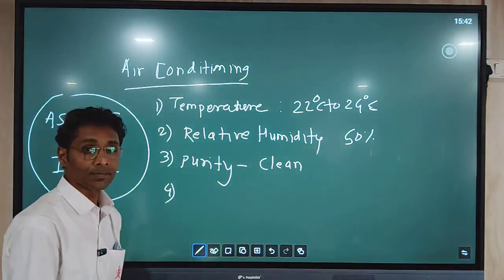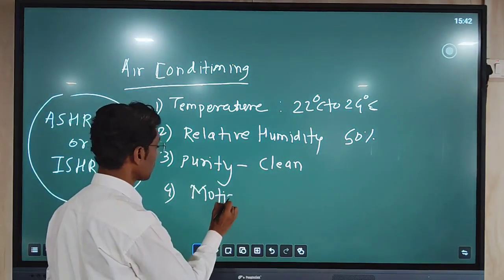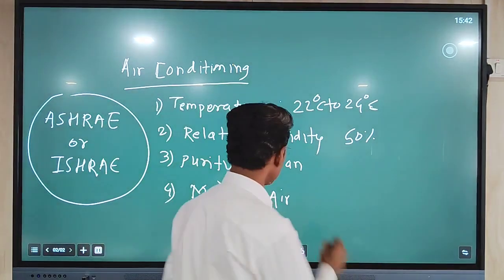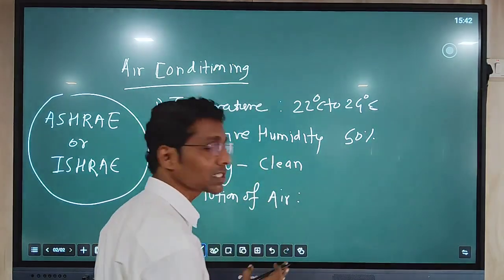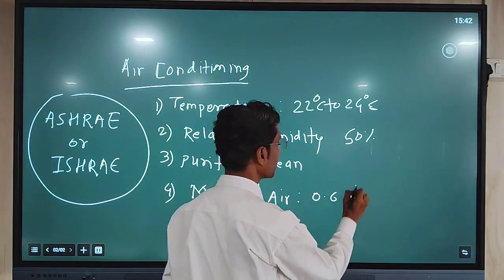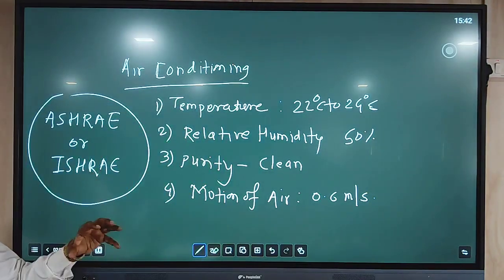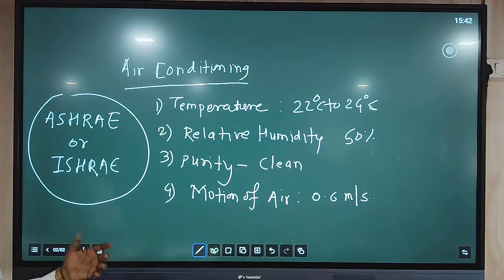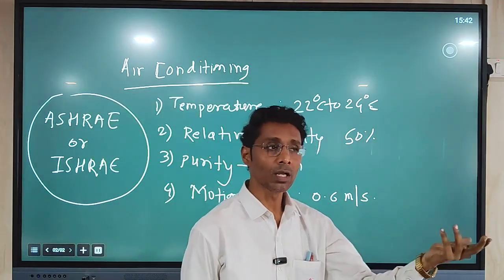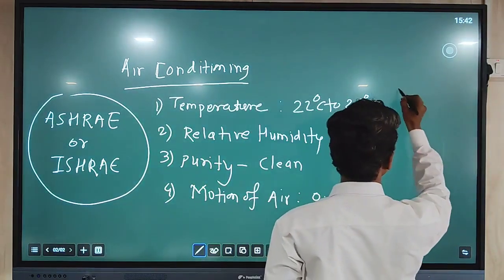Fourth one is the velocity of the air, means motion of the air. Here a standard value which is suggested is that the velocity of the air should be less than 0.6 meter per second. That much velocity of air should be provided by the different devices that we use, from the split AC, or in case of commercial central AC, there is a diffuser at the center of the theater.